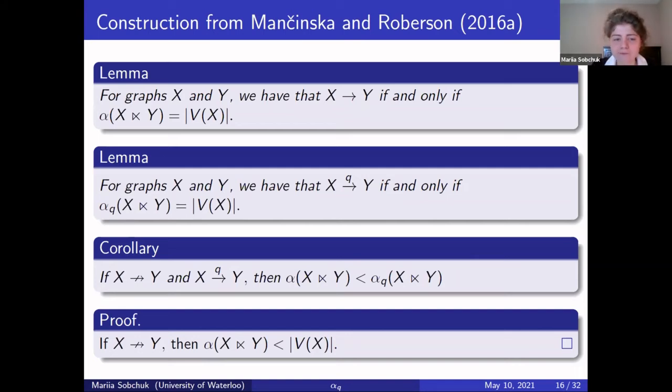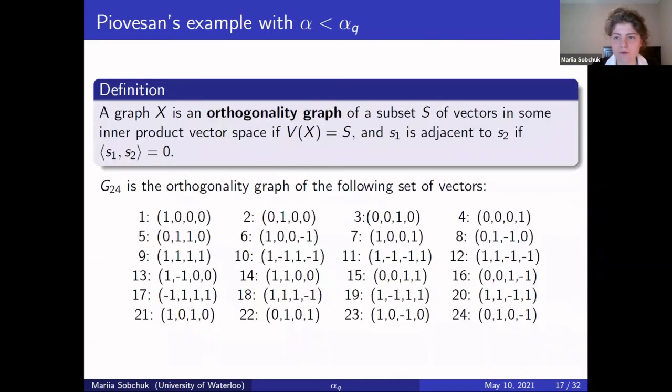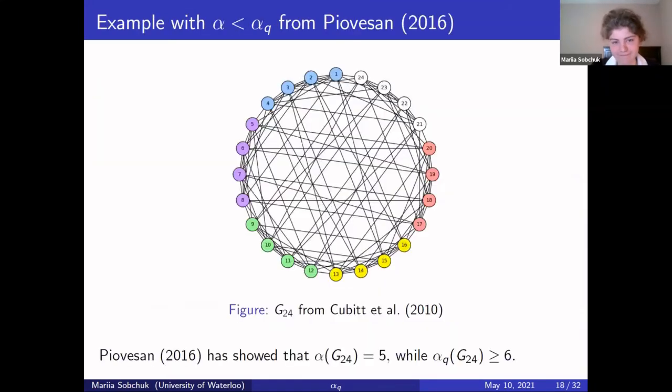Yes, and now we are going to move to the concrete examples with the separation. The Piovesan's graph on 24 vertices, which is an orthogonality graph. Recall that the orthogonality graph of a subset of vectors has those vectors as vertices, with vertices being adjacent if the corresponding vectors are orthogonal with respect to the inner product. So the GD24 is the orthogonality graph of those vectors in R4. And there it is. It's a very nice graph, and it came from a paper in quantum information. So that's another connection. Lots of those quantities or bounds have connection with quantum communication theory.